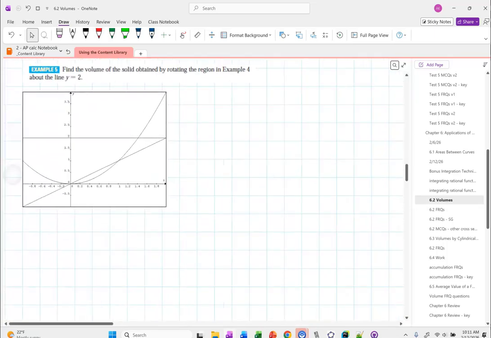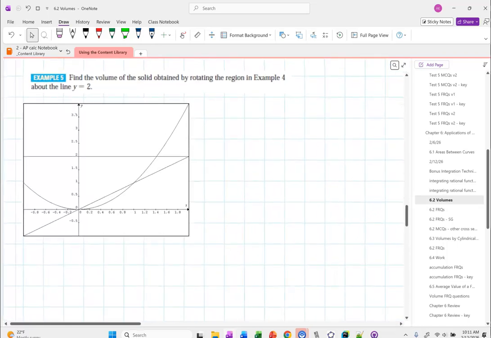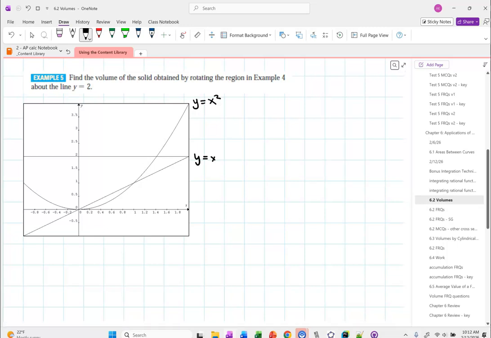Let's continue on. Okay, what if we take that same situation we had before, where we have y equals x and y equals x squared, and we're going to rotate this region between them about the line y equals 2.